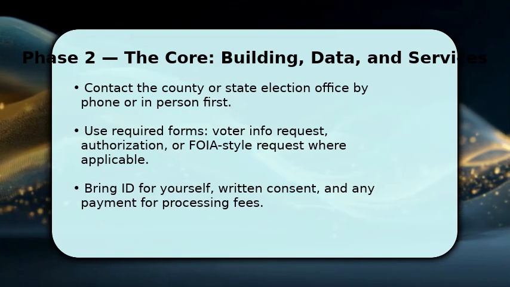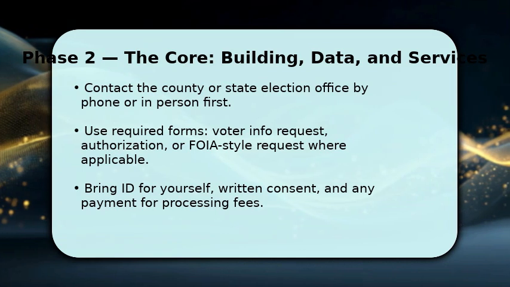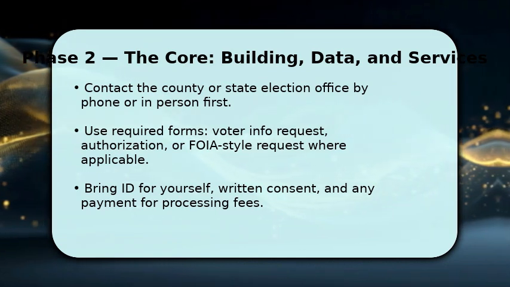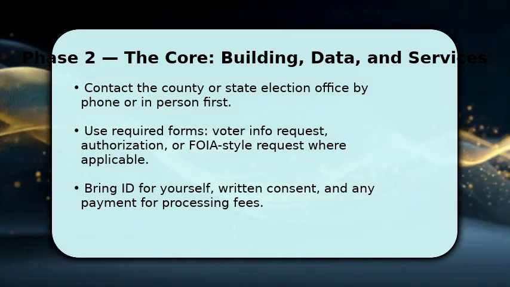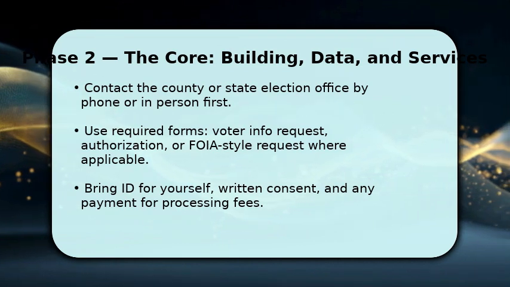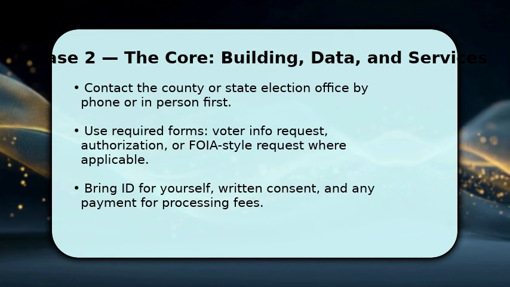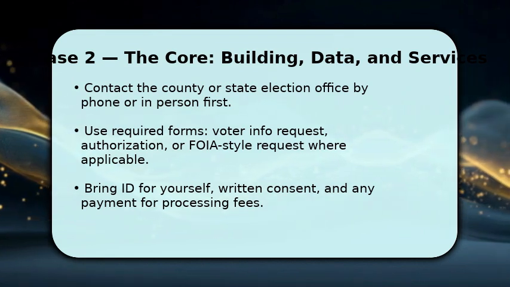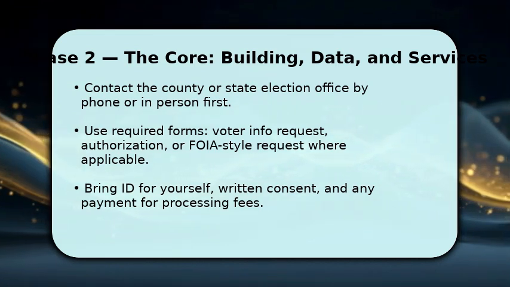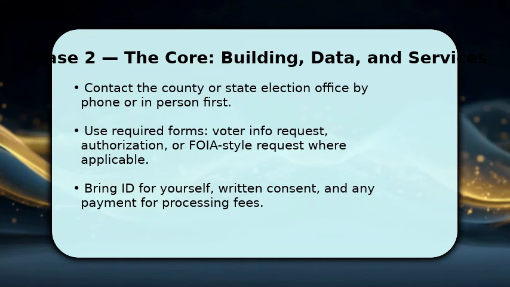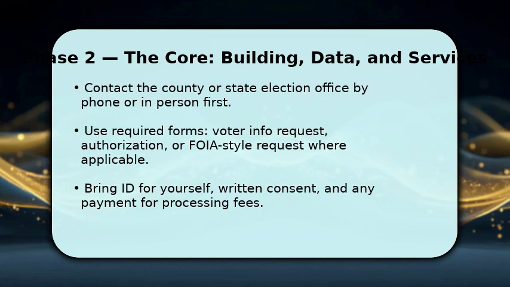Next, you contact the county or state election office to submit a formal request. Phone first to confirm the exact form and hours. Then complete the specific request form, often called a voter information or authorization form, because generic requests can be rejected. Bring your own photo ID, the voter's written consent, and be ready to pay small processing fees. This speeds review. If staff ask for additional verification, provide it promptly so the office can locate the record without delay.